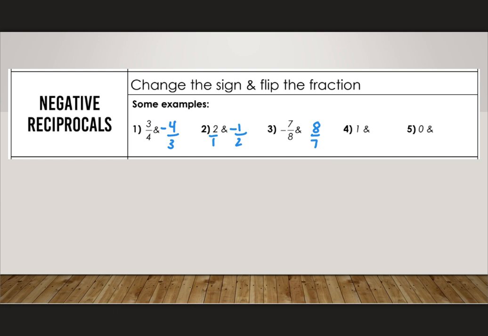Number 4, we have another whole number, so remember that's understood to be over 1. And so when we flip it, it's still 1/1, and we're going to switch the sign to make it negative. So really, negative 1/1 is just -1. So the number 1 and -1 are negative reciprocals of each other. Okay, so when something has a slope of 1 and something has a slope of -1, they are negative reciprocals and they are perpendicular. Okay?